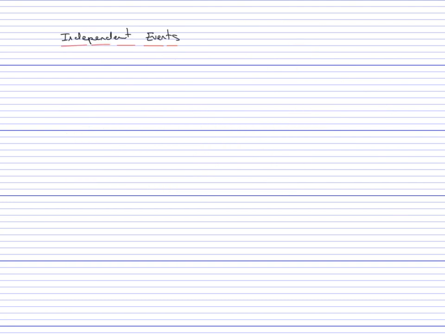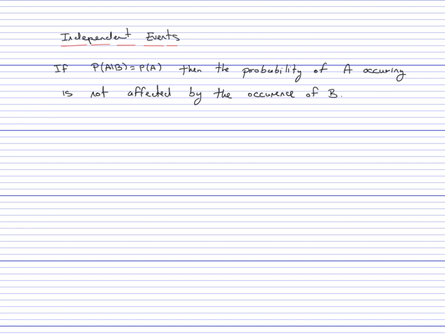Now I'd like to talk about independent events. If the probability of A given B equals the probability of A, that means that the probability of A occurring is not affected by the occurrence of B. So let's write it. Then the probability of A occurring is not affected by the occurrence of B. In this case, we say that A and B are independent.